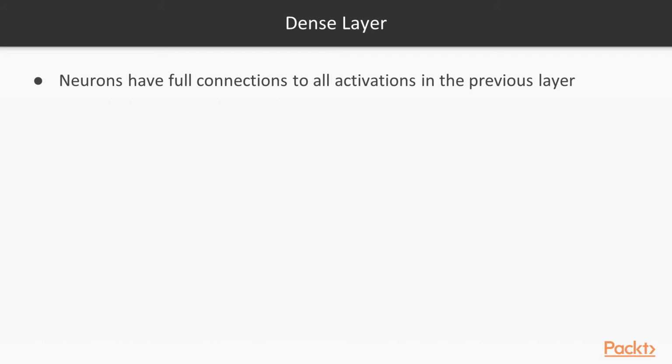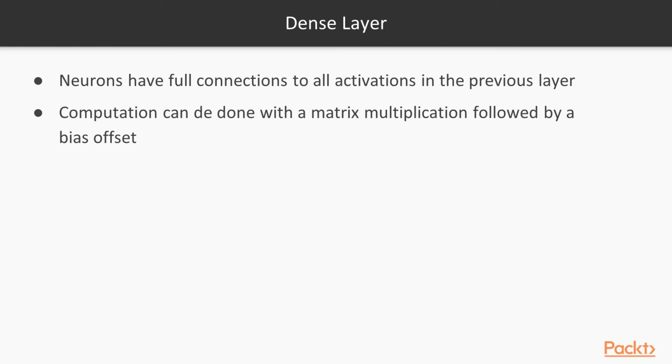Dense layer. Neurons in a fully connected layer have full connections to all activations in the previous layers, as seen in the regular neural networks. Their activations can hence be computed with a matrix multiplication followed by a bias offset.